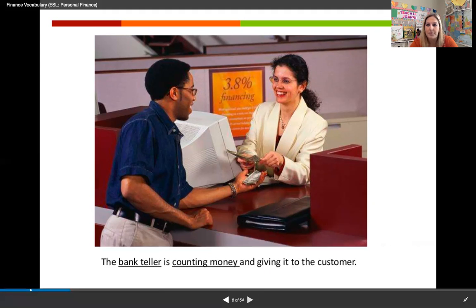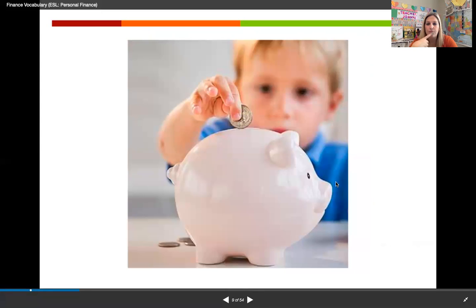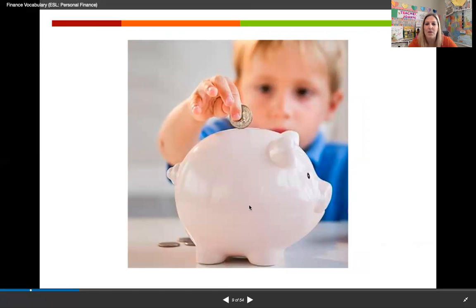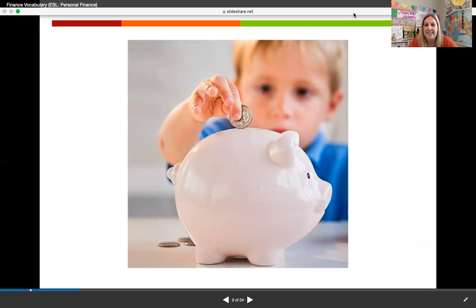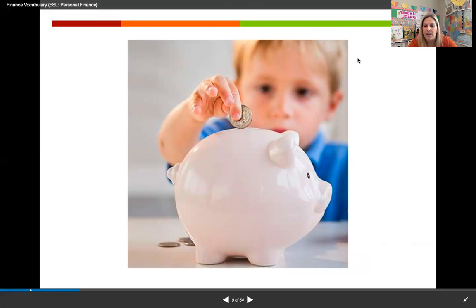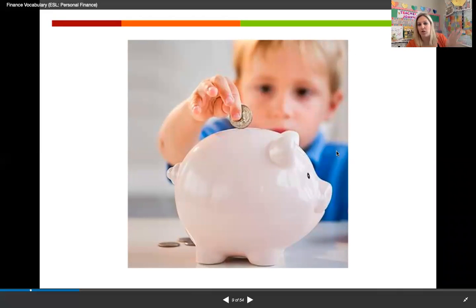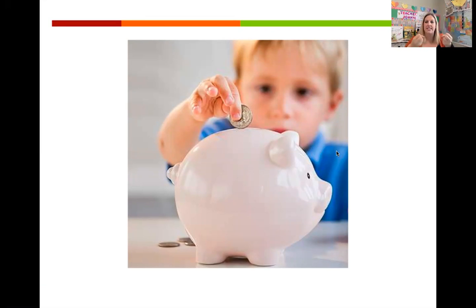Let's go to the next one. Now, most of us might start out with our own personal bank account that looks like this when we are very young. It's a piggy bank. And what is a little child doing? Talk about it, think about it. So it looks like he's putting in money to his personal bank, right? We call that not withdrawing because he's not shaking it and trying to get the money out. He's putting the money in, okay?